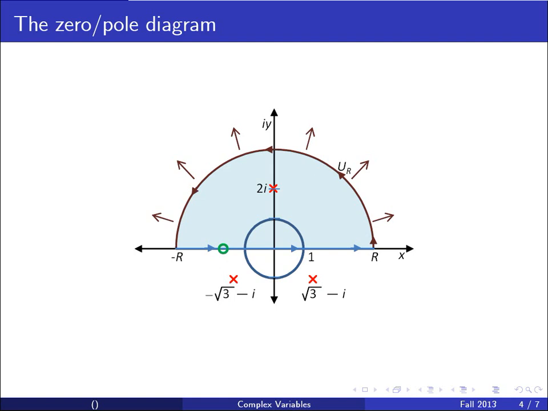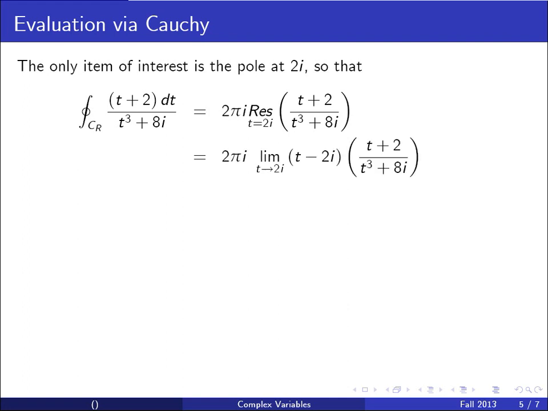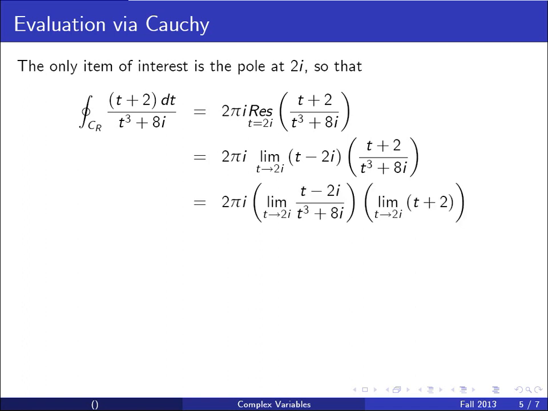So that means we need to evaluate the integral over c sub r at the pole at 2i. So I'm going to use the residue theorem. We have one pole, and we need the residue at the 2i pole of (t + 2) over (t cubed + 8i). It's a simple pole, so we can evaluate it by taking a limit, as t goes to 2i, of (t minus 2i) times that integrand, (t + 2) over (t cubed + 8i).